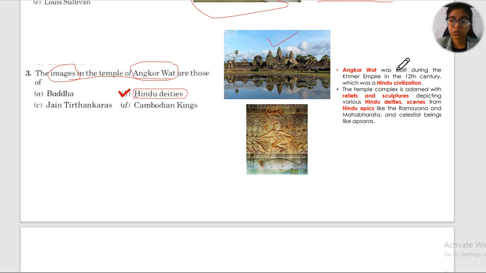This is your Angkor Wat, and it was built in the 12th century, which was a Hindu civilization. The temple complex is adorned with reliefs and sculptures as you can see in the image, and it depicts mostly Hindu deities, scenes and Hindu epics. It has many scenes from the Ramayana or Mahabharata, you can say. Also it presents some celestial beings like Apsara. So overall it is all describing Hindu mythology. This temple is completely dedicated to the Hindus, and it has all the features of Hindu mythology and stories.